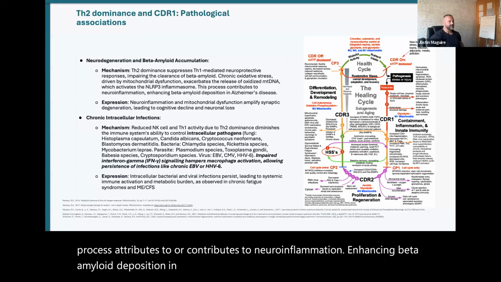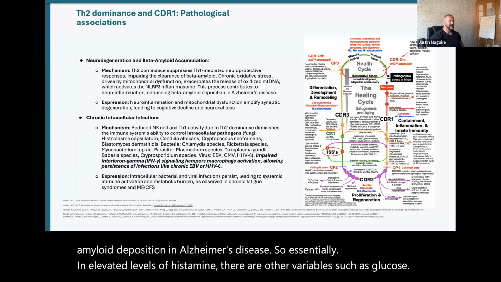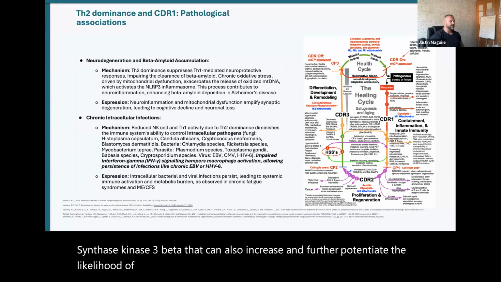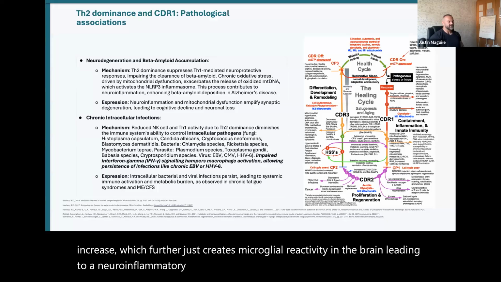So essentially, in elevated levels of histamine, there are other variables such as glycogen synthase kinase 3 beta that can also increase and further potentiate the likelihood of tau hyperphosphorylation, in addition to the beta amyloid increase, which further creates microglial reactivity in the brain, leading to a neuroinflammatory state akin to neurodegenerative outcomes such as Alzheimer's disease.